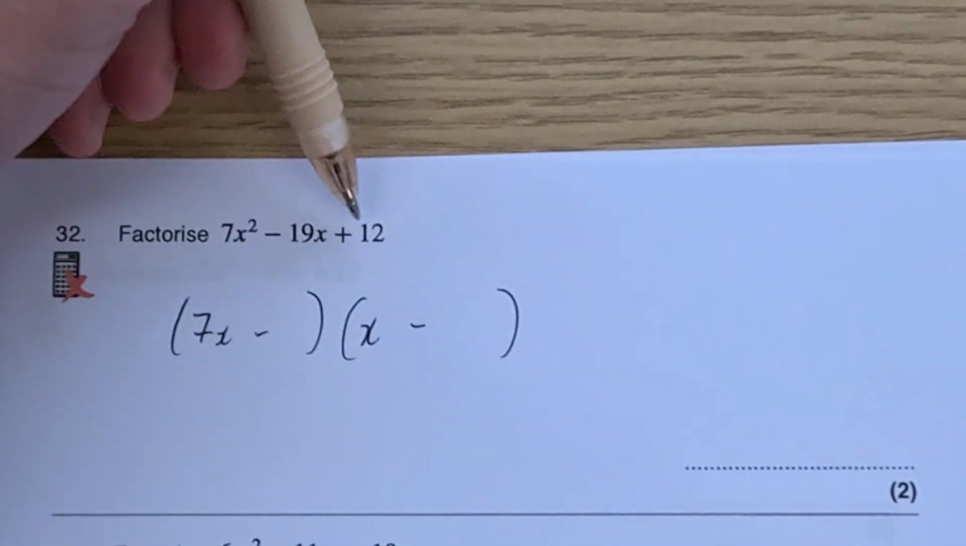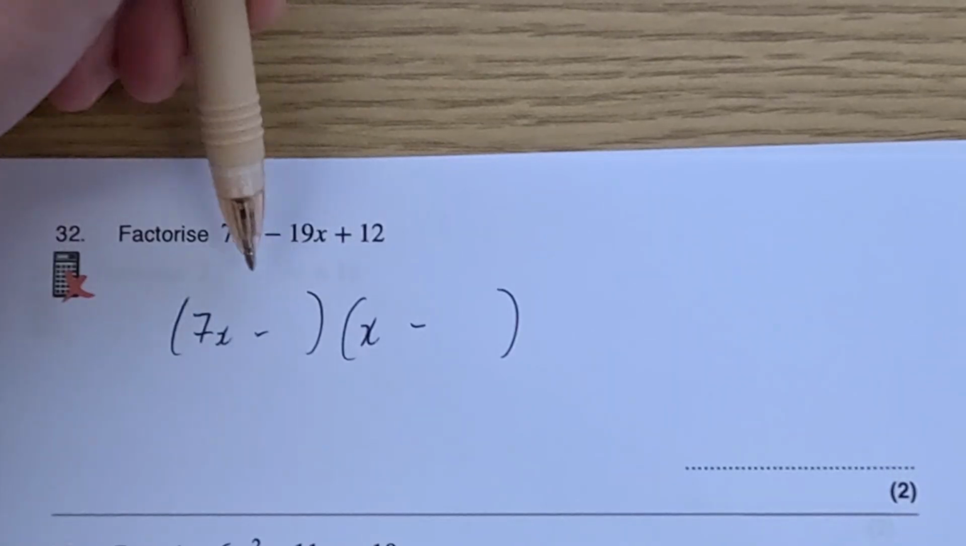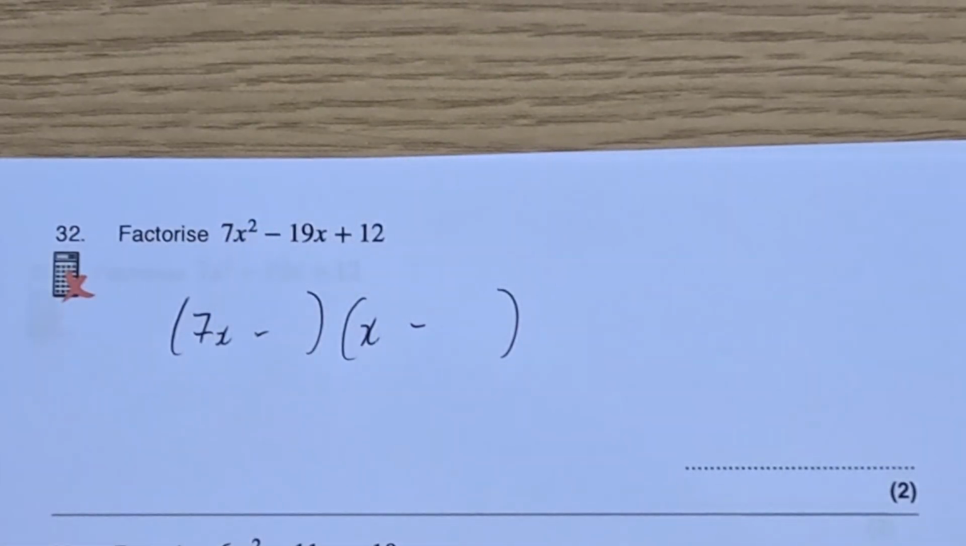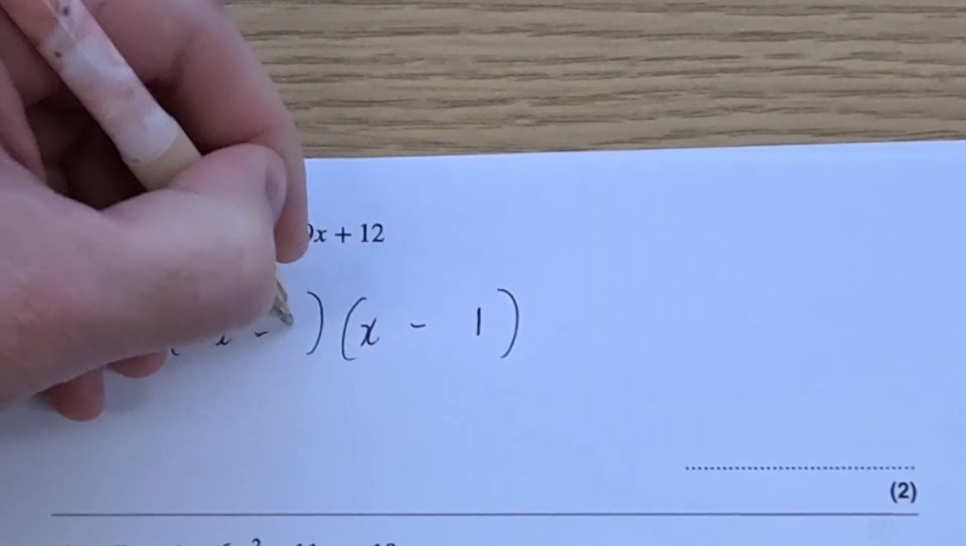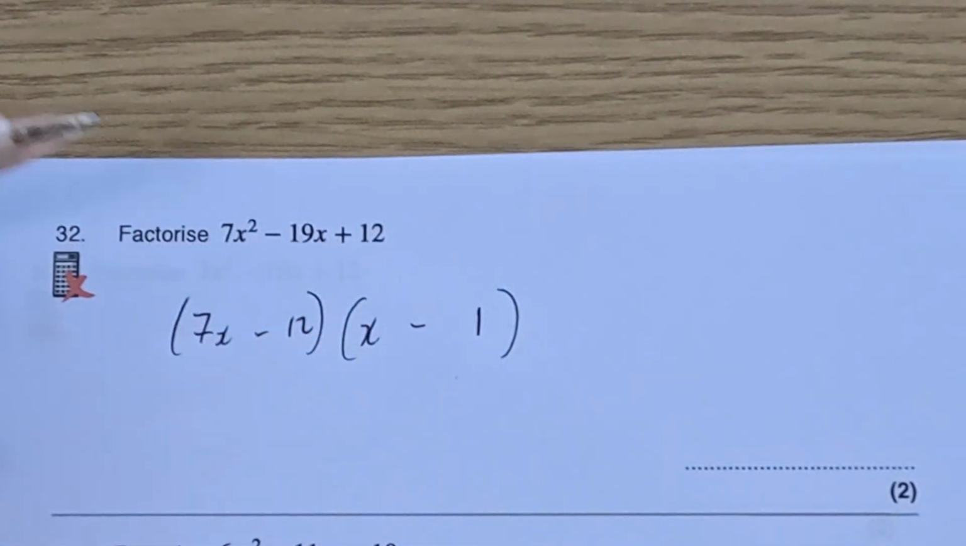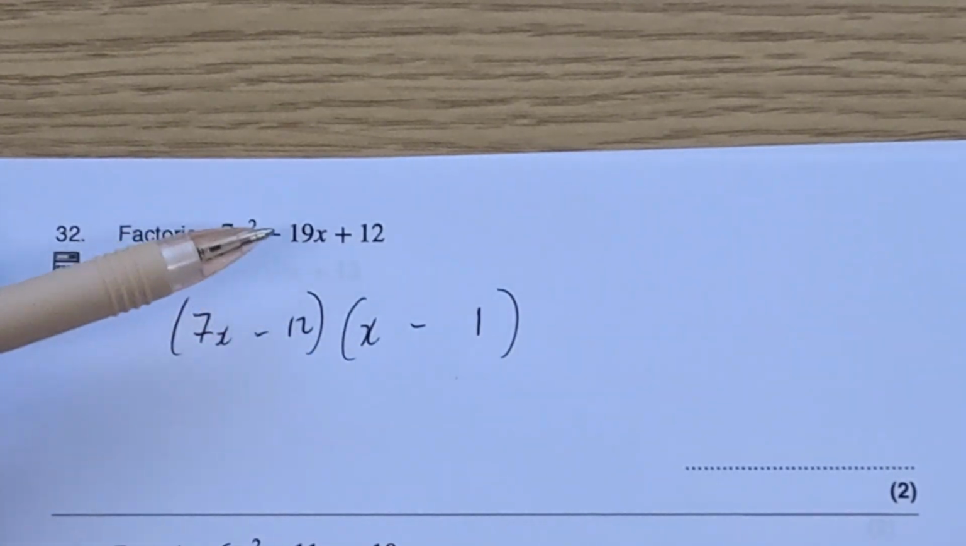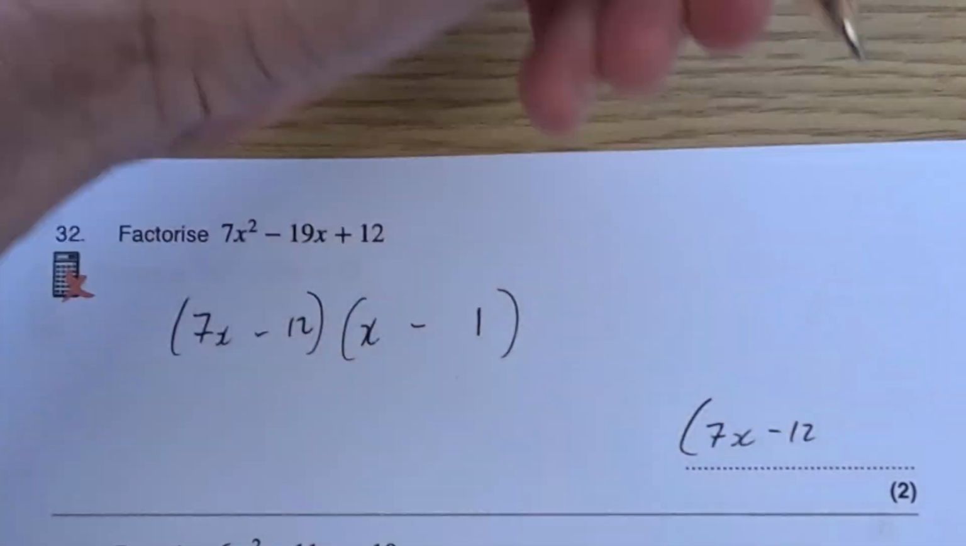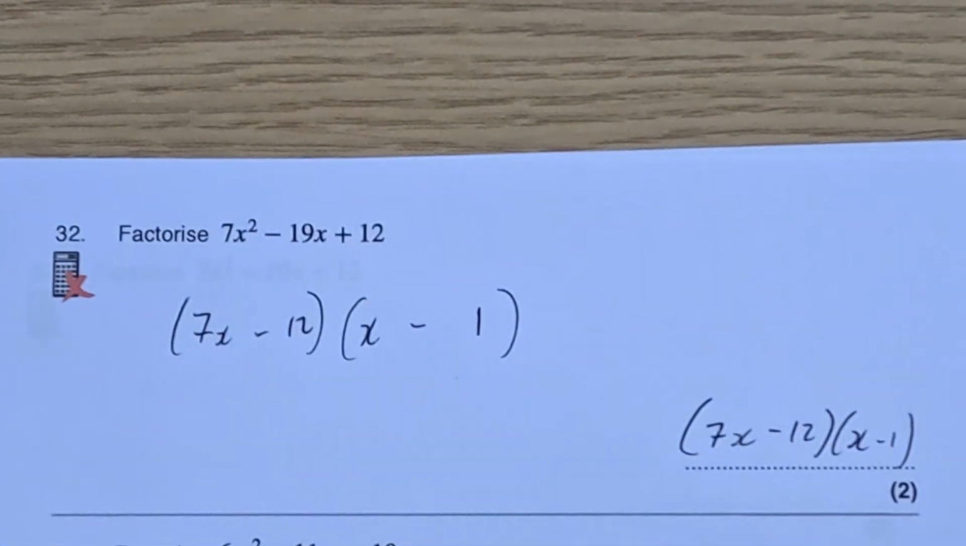Now we want to find two negative numbers that times together to be 12, and then when we expand the brackets we get minus 19x. So let's try minus 1 and minus 12. Because 7x times minus 1 would be minus 7x, and then x times minus 12 would be minus 12x, and that would give us our minus 19x, and then we've still got our plus 12. So the answer would be 7x minus 12, and then in brackets x minus 1, and that's it. Okay, let's try that question now using the split in the middle technique.